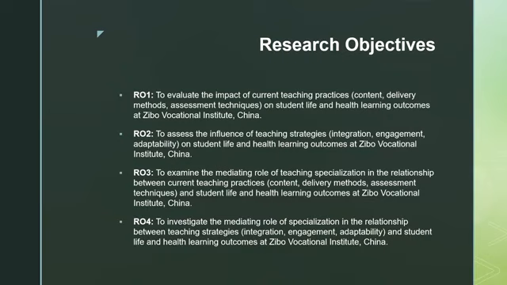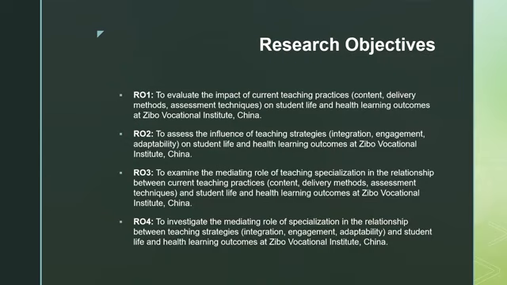Research objectives. 1. To evaluate the impact of the current teaching practices on student life and health learning outcomes at Zibo Vocational Institute, China. 2. To assess the influence of teaching strategies on student life and health learning outcomes at Zibo Vocational Institute, China. 3. To examine the mediating role of teaching specialization in the relationship between current teaching practices and student life and health learning outcomes at Zibo Vocational Institute, China.